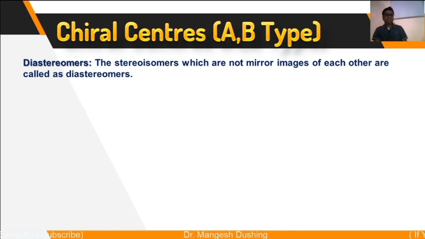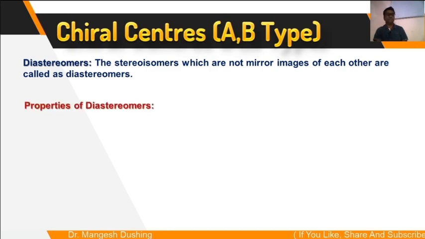Now we will see some definitions like diastereomers. So what is a diastereomer? The stereoisomers which are not mirror images of each other are called diastereomers. Now we will see the properties of diastereomers.